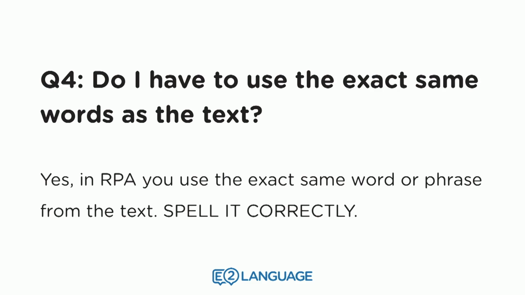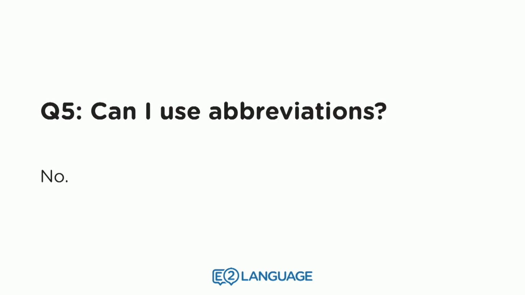Question 4, do I have to use the exact words as the text? Well, yes, in reading part A, you use the exact same word or phrase from the text. Okay, no synonyms, no paraphrases. Make sure that you spell it correctly because if you spell it incorrectly, it will be marked as wrong. Question 5, can I use abbreviations in part A?